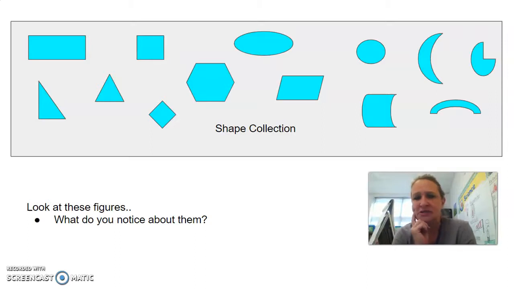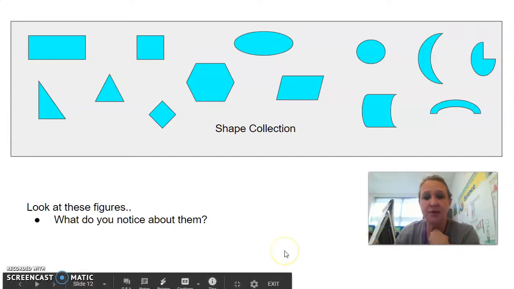They're almost all different. What do you notice about them? What do you notice about these shapes? Look at them very carefully. What do you notice about these shapes? Did you notice that they were all the same color? Yeah. Did you notice that they were all different sizes? Did you notice that some have straight sides and some have curves? All right, let's see what we're doing with those.